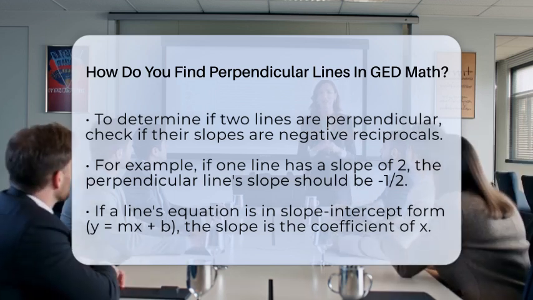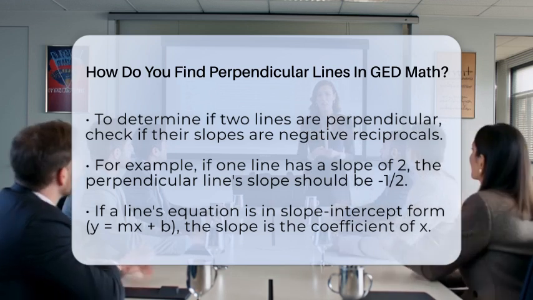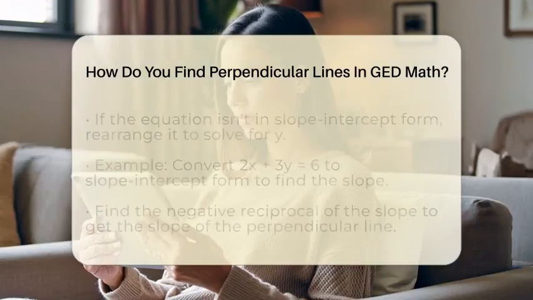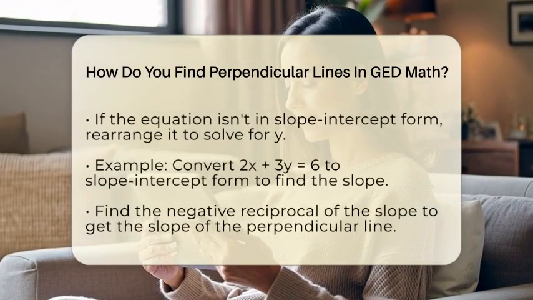To find the slope of a line, look at its equation. If the equation is in slope-intercept form, which is y = mx + b, then the number in front of x is the slope. If it's not in that form, you can rearrange the equation to solve for y.